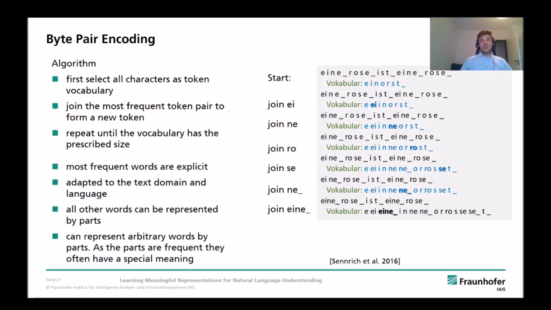What happens now is that the most frequent words are explicit. So "eine", for example, here, which is a very frequent German word, will have its explicit representation. All other words can be represented by their parts, so we can compose a word by its character n-grams, by its character parts. And this is how we can represent arbitrary words, which can also be unseen in training. So similar to FastText, we can also derive embeddings for unseen words.